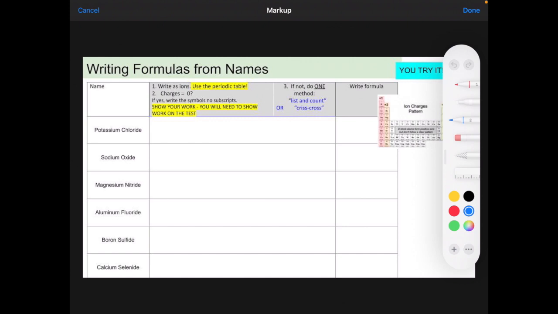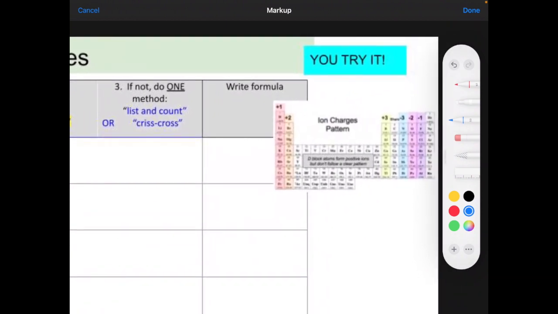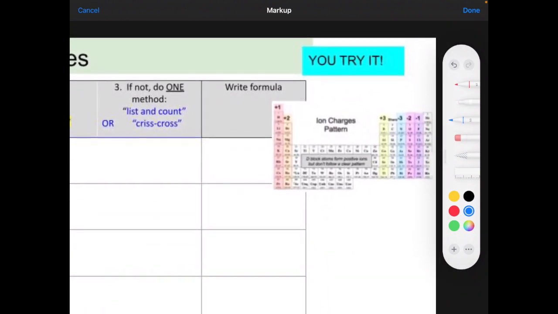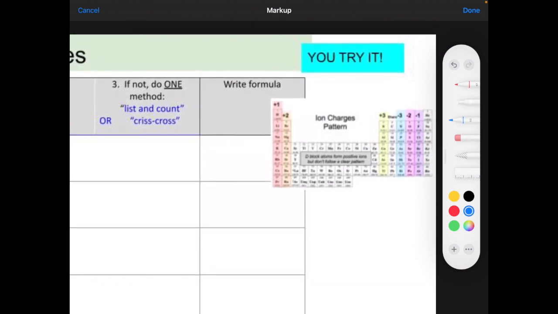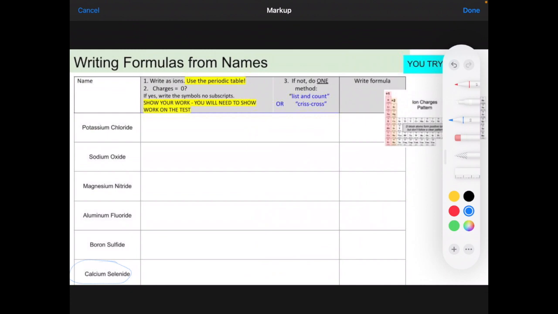I just noticed the last one was different on my worksheet, so I'm going to do this one more at the bottom here, calcium selenide. Calcium, again, was Ca +2, but selenide, Se, is in the pink underneath sulfur, and it's -2. It's selenium, but it becomes selenide. So Ca +2, Se -2. And now I add them up to 0, and they do add up to 0.